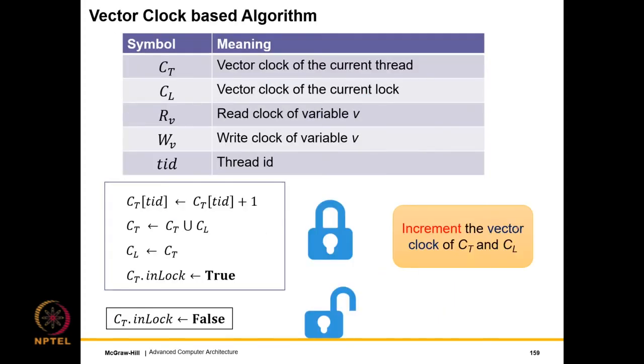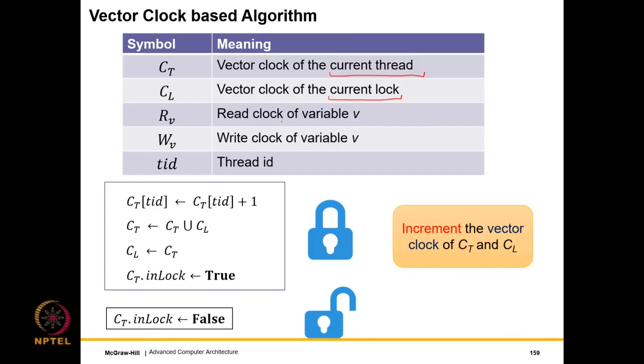So let us now look at the vector clock based algorithm to detect data races. We will use all the concepts that we have studied in the previous slides. The terminology is like this. Let CT be the vector clock of the current thread. This is quite similar to the lockset algorithm. Let CL be the vector clock of the current lock. So in this case, we assign a vector clock with the current thread and a vector clock with the current lock, or the lock in consideration.